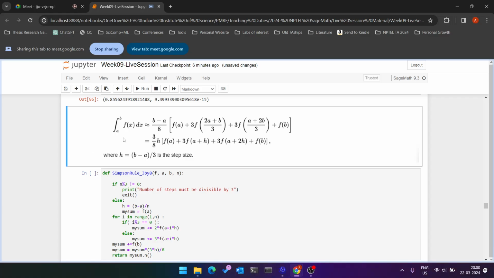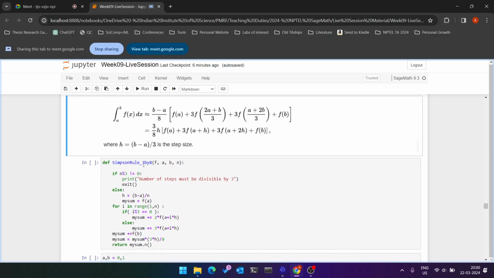Simpson's 3 by 8 rule works like this. We approximate the integral of f of x dx going from a to b as b minus a by 8 times f of a plus 3 times f of 2a plus b by 3 plus f of a plus 2b by 3 plus f of b. So a, b, and the two points at 1 by 3 distance of the interval. So total 4 points, f of a plus h, f of a plus 2h, and f of b. h is basically b minus a by 3, the step size.